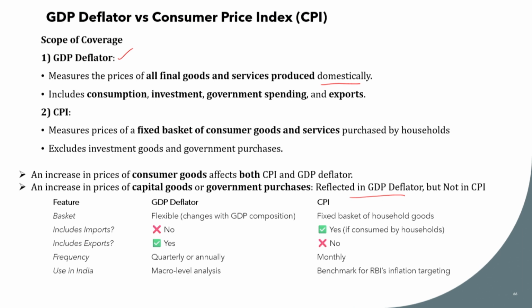I have presented a table to summarize the main differences between GDP deflator and CPI: in terms of basket, whether it includes imports, includes exports, the frequency of data collection, and use in India. The GDP deflator is flexible and changes with the GDP composition, but in the CPI, a fixed basket of household goods and services is included.